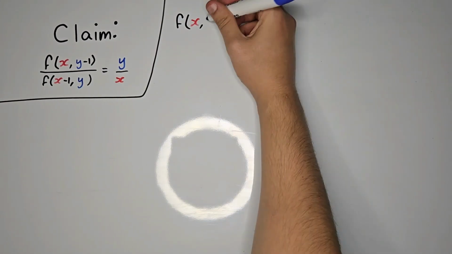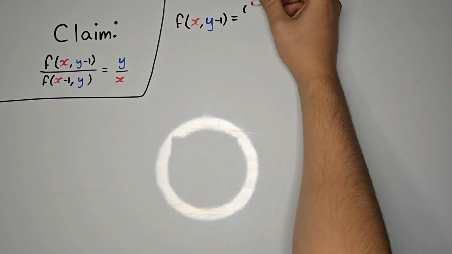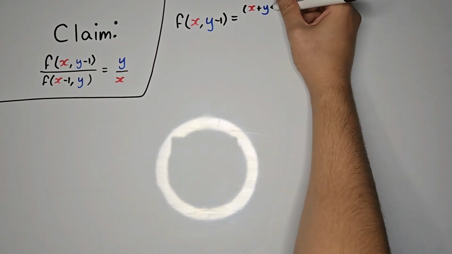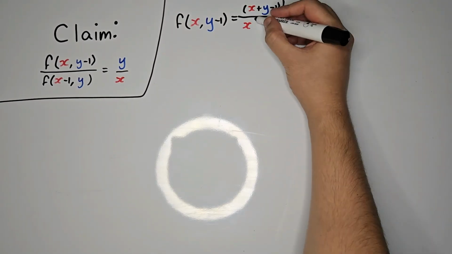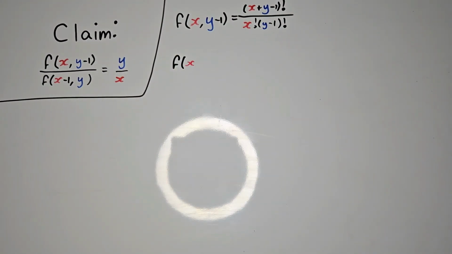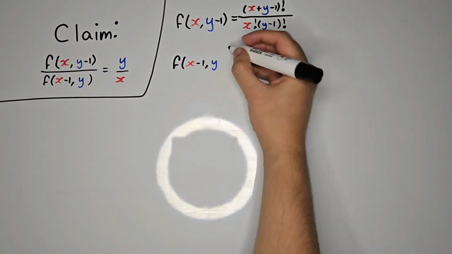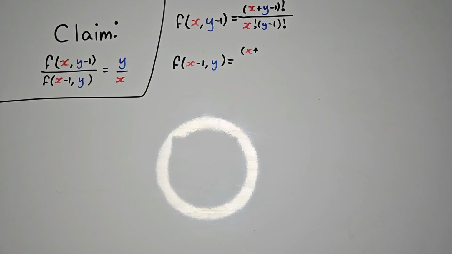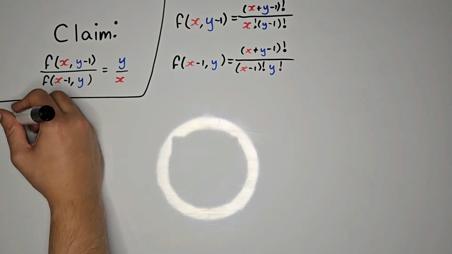Proving this claim isn't too difficult. We can show it algebraically. Firstly, f of x, y minus 1 is equal to x plus y minus 1 factorial divided by x factorial times y minus 1 factorial, and f of x minus 1, y is equal to x plus y minus 1 factorial divided by x minus 1 factorial times y factorial.